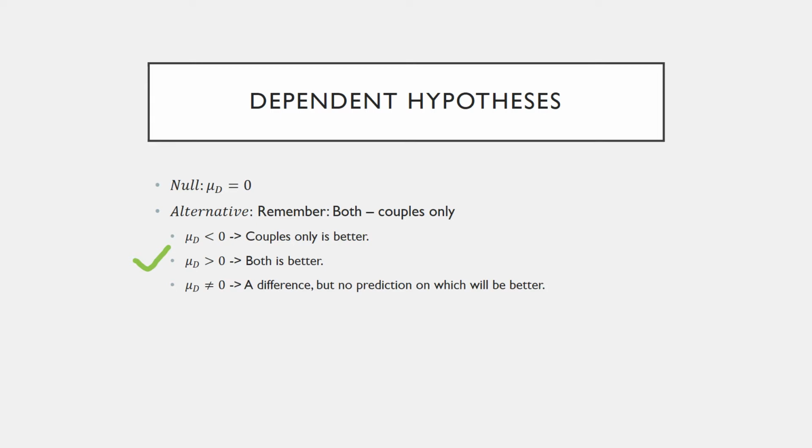We think that having both types of counseling is better than having just the couples only. And we did both minus couples only, so we think the both is a bigger number minus a smaller number. So we're going to get a positive number, and a positive number is greater than 0. Okay, so in this case we would pick mu d is greater than 0 because we think the both is better. Now, what would happen if we did couples only minus both? So we're switching the way we subtracted, so that would mean that we would actually have mu d less than 0. Now it doesn't matter which way you subtract, but you need to be consistent with your hypothesis, okay?